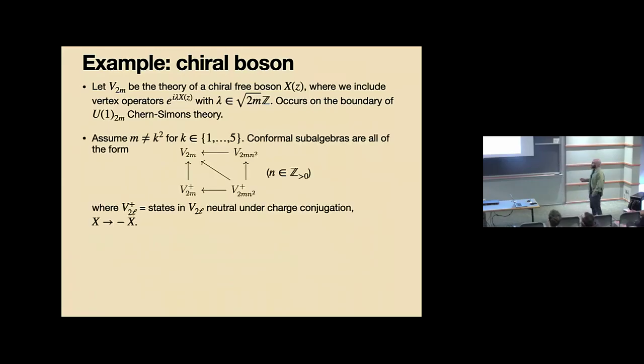Now, except for some small values of m, if you believe this assumption about the classification of c equals 1 rational conformal field theory, then all the conformal subalgebras take this form. So in other words, either a conformal subalgebra is another chiral boson theory whose charge lattice is inside of the bigger charge lattice, or it's one of these, where this one is the states in the chiral boson theory that are neutral under charge conjugation.